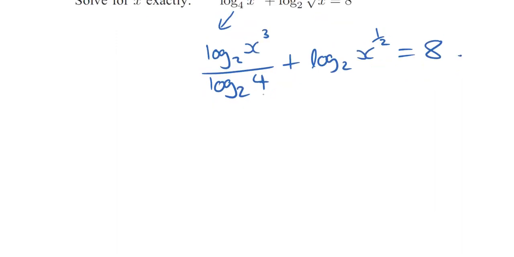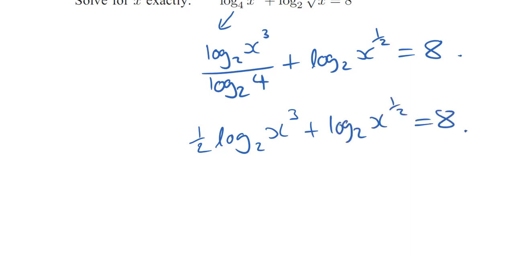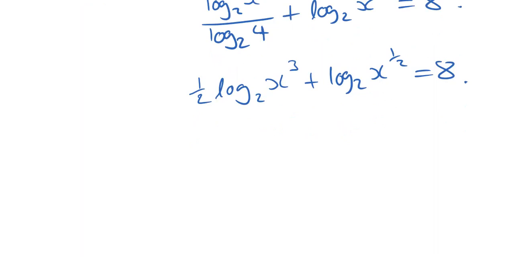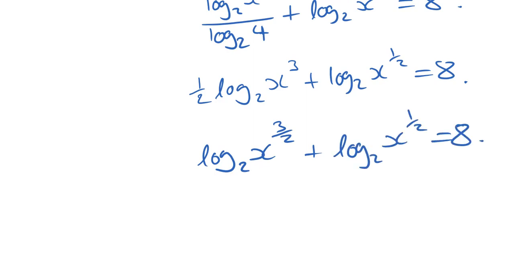Now, why was that useful? Well, log base 2 of 4 is a number. It's 2, isn't it? So I could certainly write this as a half log base 2 of x cubed. I haven't put a 2 in front because log base 2 of 4 is 2, but I'm dividing by it, so therefore we've got a half in front, plus log base 2 of x to the half is equal to 8. Now I can try to bring these together. So first, I'm going to bring that half up top using the third law of logarithms: log base 2 of x to the 3 over 2, plus log base 2 of x to the half, equal to 8.